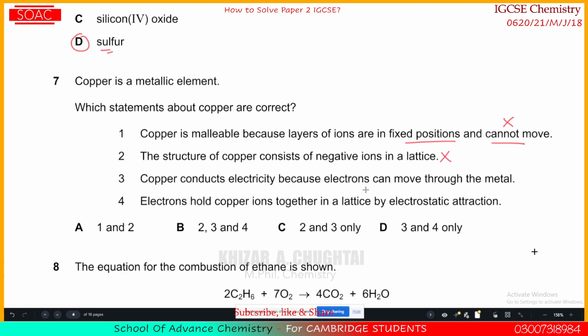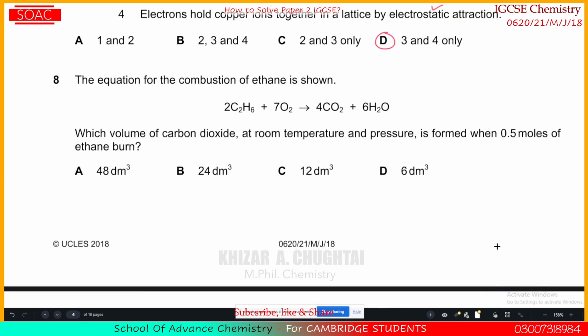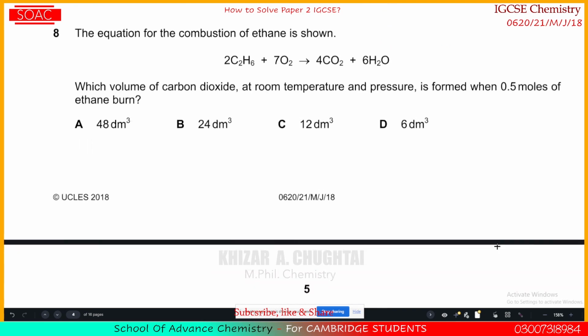Copper conducts electricity because of the electrons. They can move throughout the metal. Yes, it is true. Electrons hold copper ions together in the lattice by electrostatic force of attraction. Yes, it is true. So 3 and 4, D is the correct option. Question number 8, the equation for the combustion of ethane is over here.